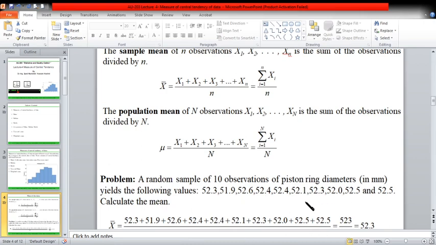52.3 millimeter is actually the average diameter of a piston ring. So this is the arithmetic mean, because we have taken the sum and divided by n. That is actually the arithmetic mean we have worked out for a sample.